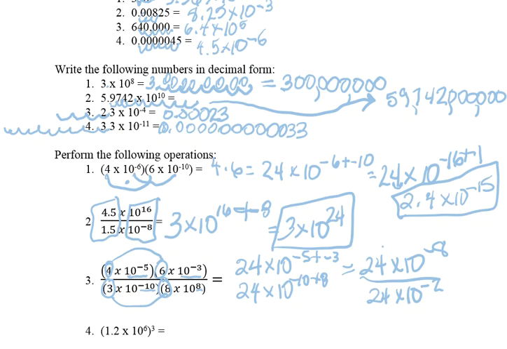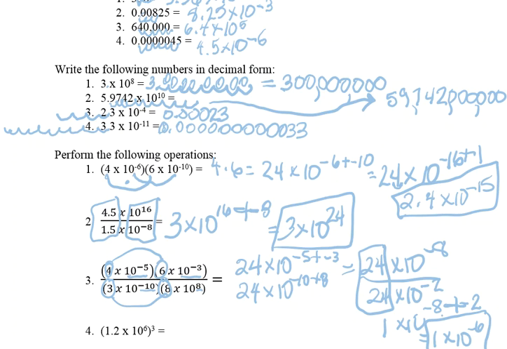So we're going to take 24 divided by 24, which is 1. We're dividing, so we're going to do negative 8 minus negative 2. That again becomes a plus. So our final answer is 1 times 10, negative 8 plus 2, that is negative 6. Notice we didn't have to switch to scientific notation during the process. If our final answer wasn't in scientific notation, then we would have switched it.